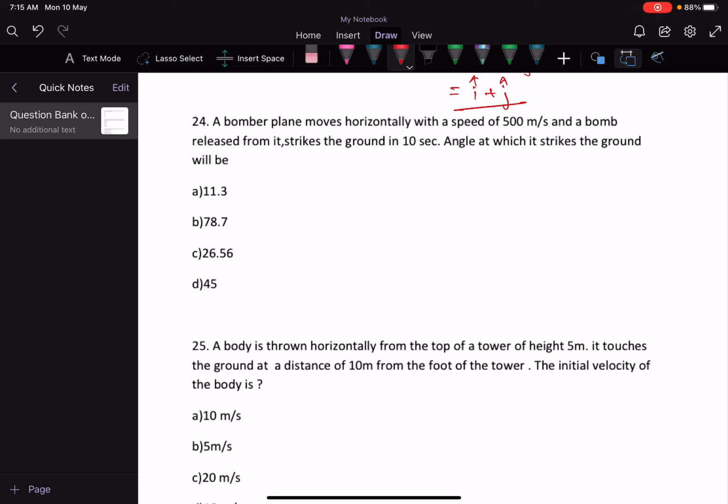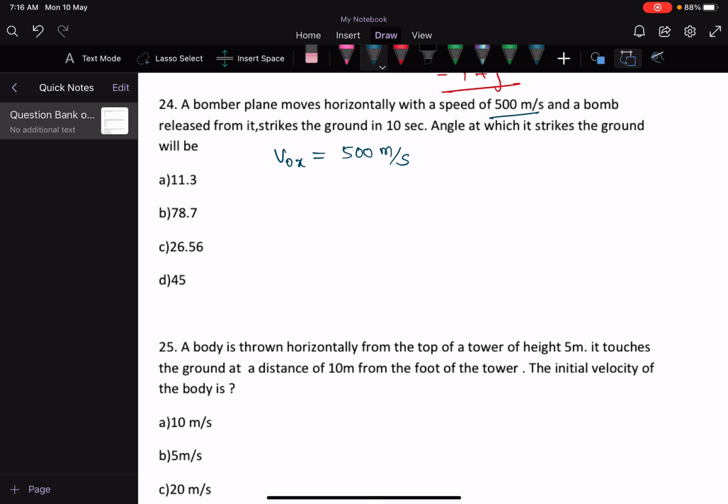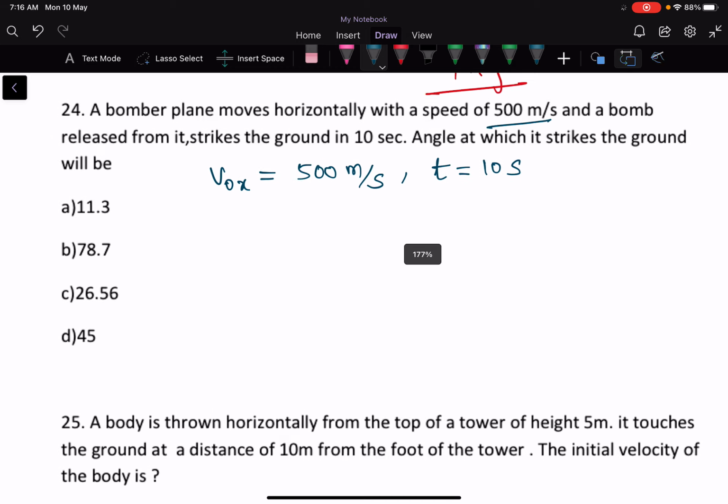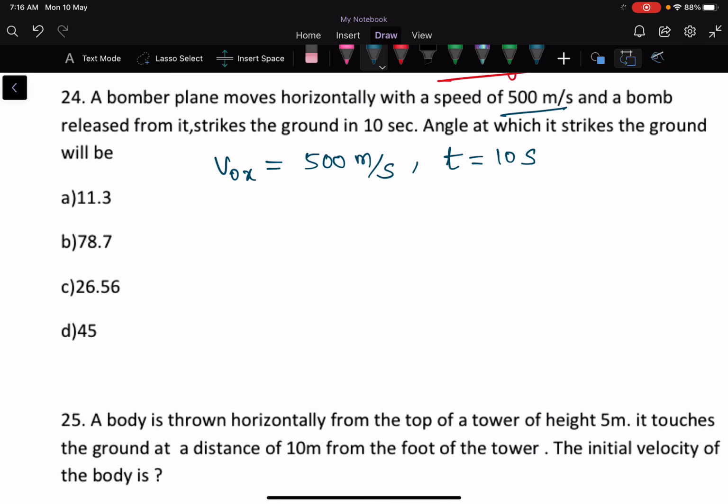Next, a bomber plane moves horizontally with a speed of 500 meters per second. Horizontal velocity v0x is nothing but 500 meters per second, and a bomb released from it strikes the ground in 10 seconds. So here time is equal to 10 seconds. What is the angle at which it strikes the ground? We need to find out the angle here.